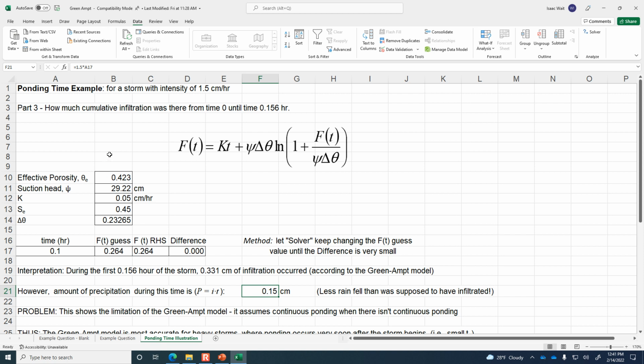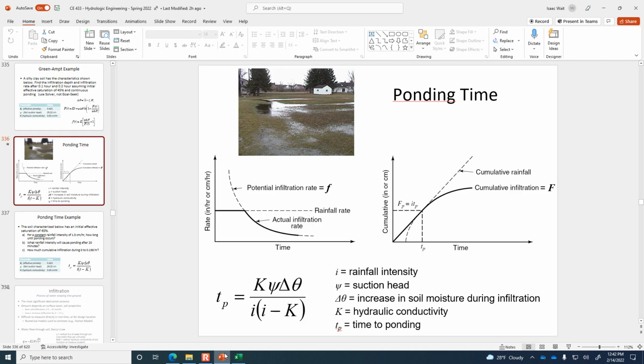Now, if we're 0.1 hours into the storm, then we would have 0.15 centimeters of precipitation, but that's still less than before. So what we need to keep doing is keep gradually increasing until we find the amount of time that gives this infiltration depth the same as the precipitation depth. And so it's kind of like a solver within a solver, because we have to do the solver one time to make these two equal to each other, and then we have to do the solver another time so that the infiltration amount is equal to the precipitation amount.